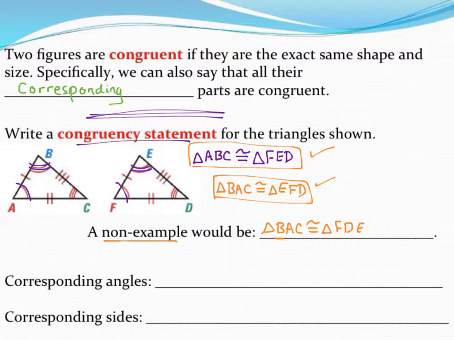The first letter in the second triangle, I matched that up with F, which is the single tick mark. This is absolutely a non-example. It's a good, bad example. It's not correct. So there's a non-example. So be careful, even though there's more than one correct way to do it, not everything's going to be correct.